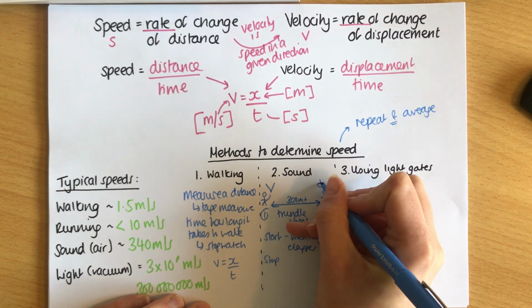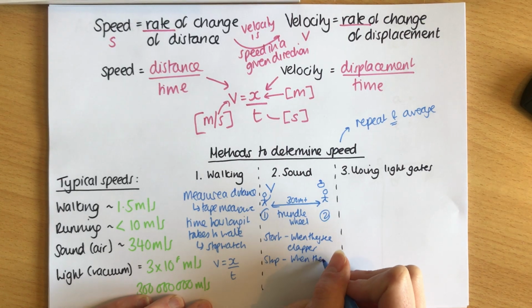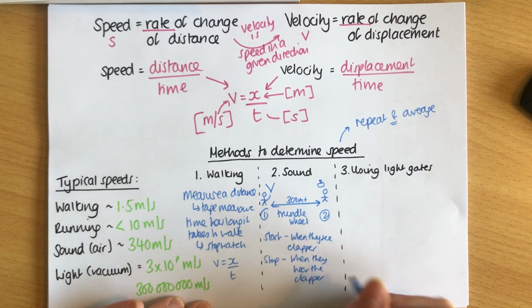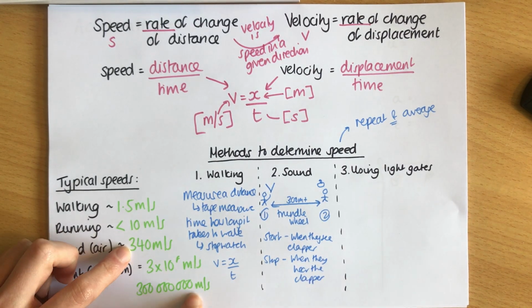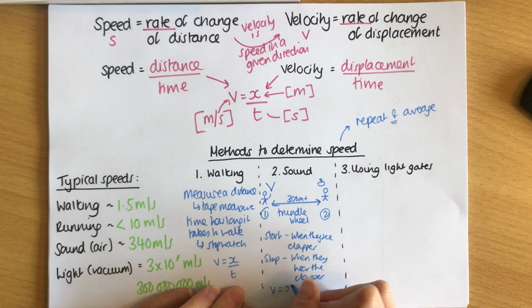They've got a stopwatch. That's my terrible drawing of a stopwatch. They press stop when they hear the clapper, because sound travels much slower than light. 340 compared to 300 million is much slower. So you'll see the clap happen before you hear it, and then we use speed equals distance over time.